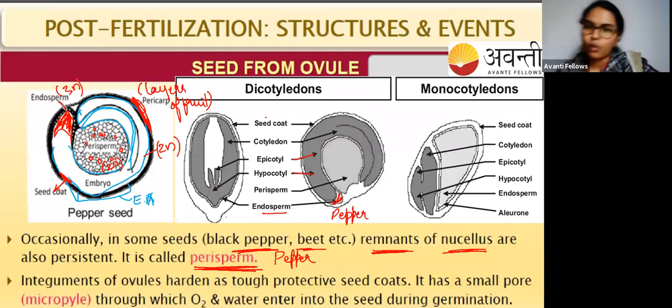Okay, now if you look into the monocotyledon, you can see here. So this is endosperm. So there is a presence of aleurone layer and hypocotyl, epicotyl, and this is the cotyledon, that is scutellum. Okay, now. So integuments of ovules harden as tough protective seed coats. So it has a small pore called micropyle through which oxygen will be going in and out and water enters into the seed during germination.